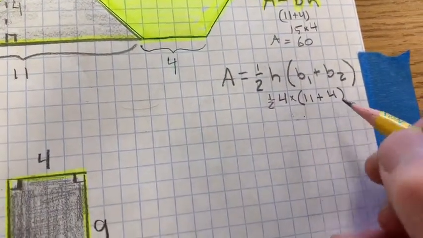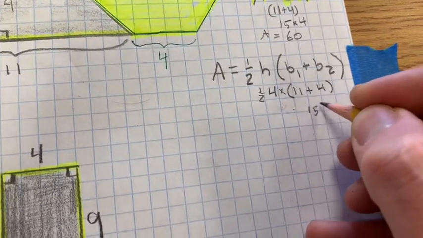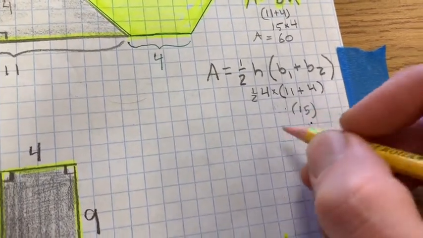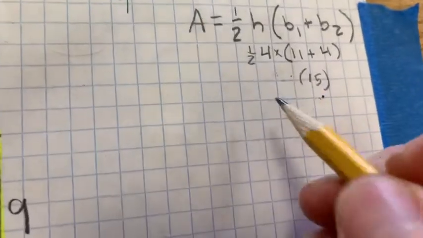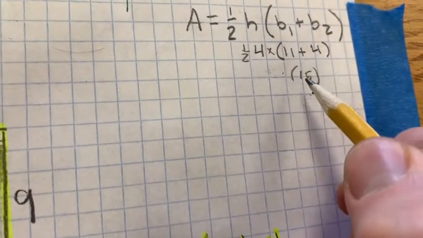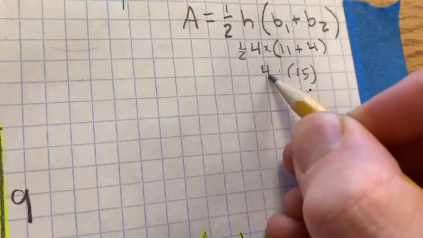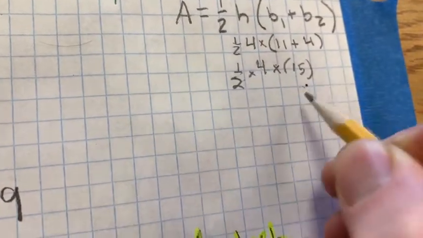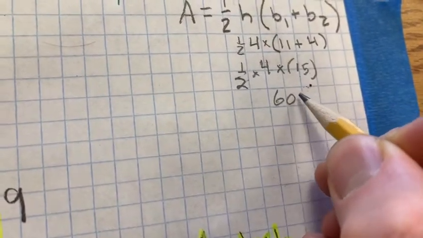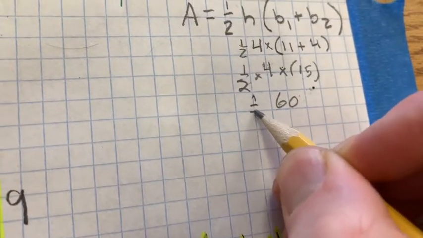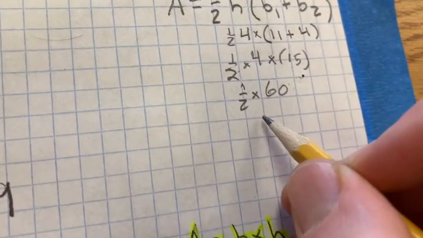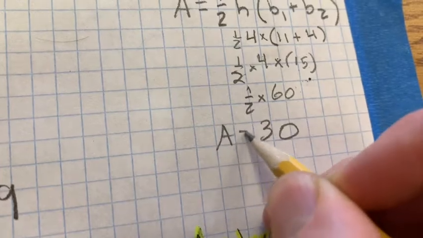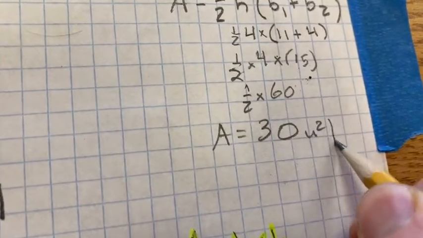So I will add these first, like we did before. That's 15. So I added those to get 15, and then I'm gonna do 4 times 15, which is 60. And then I will do half of 60, which is 30. So the area is 30 square units for this trapezoid.